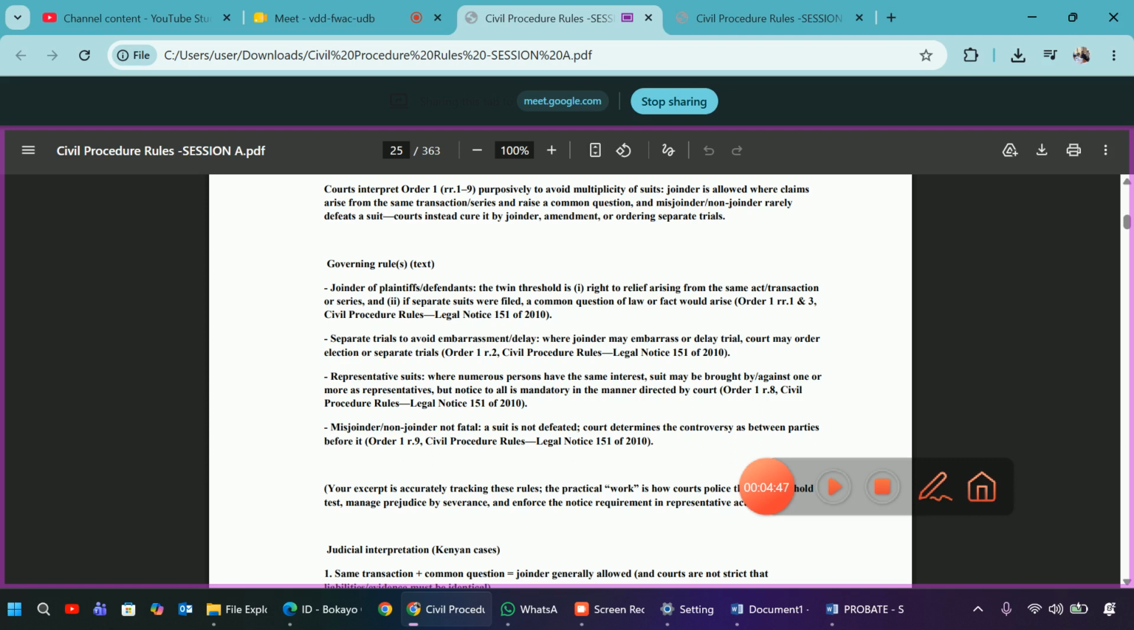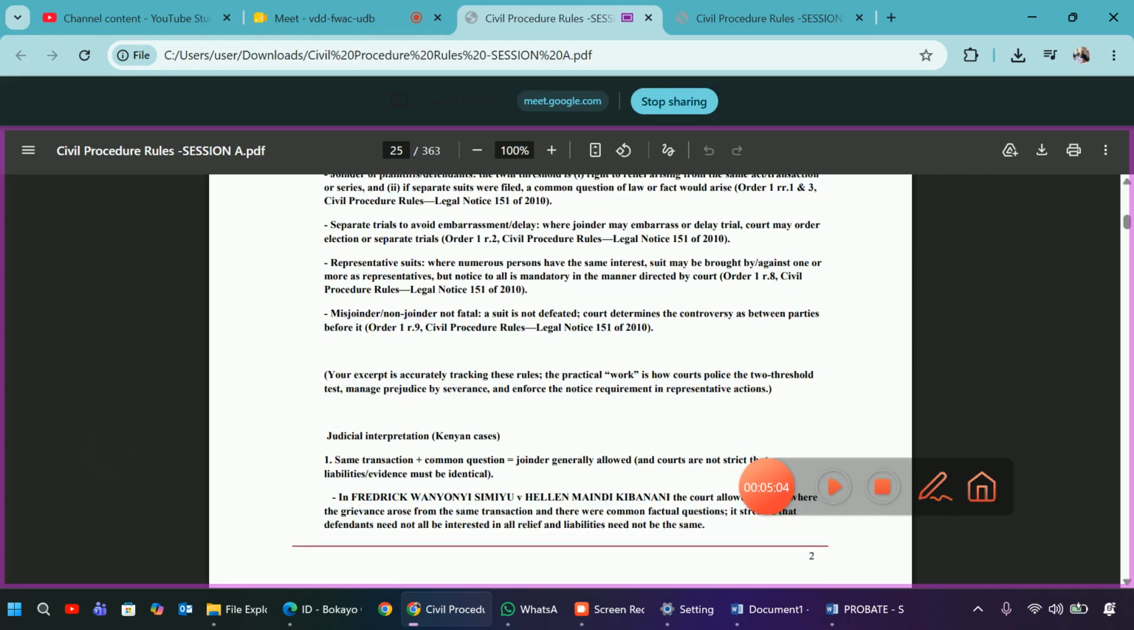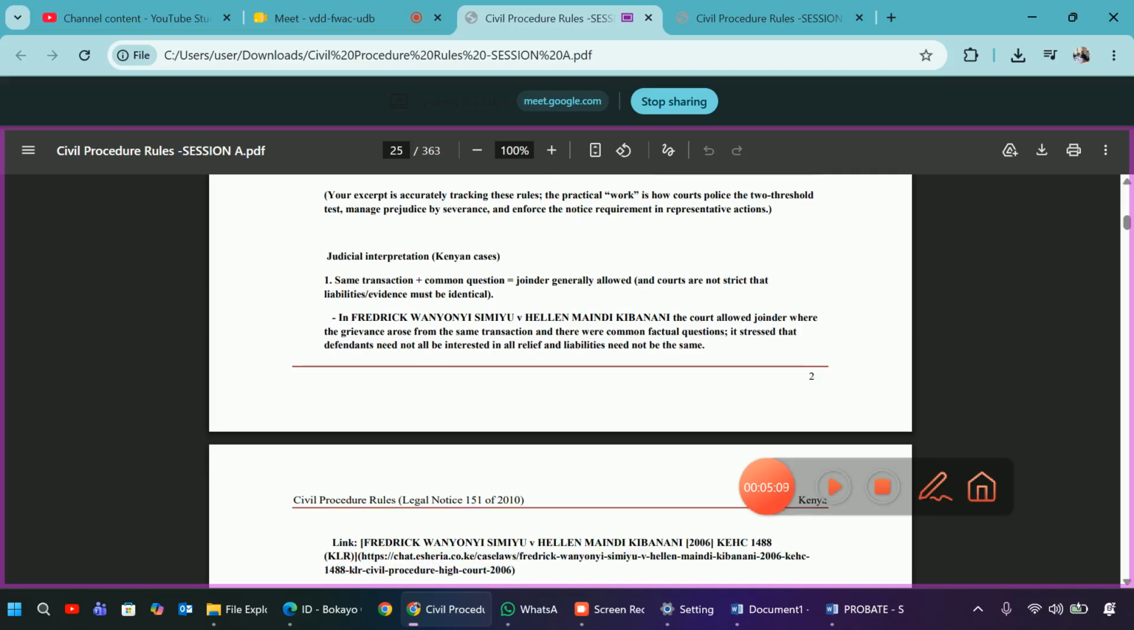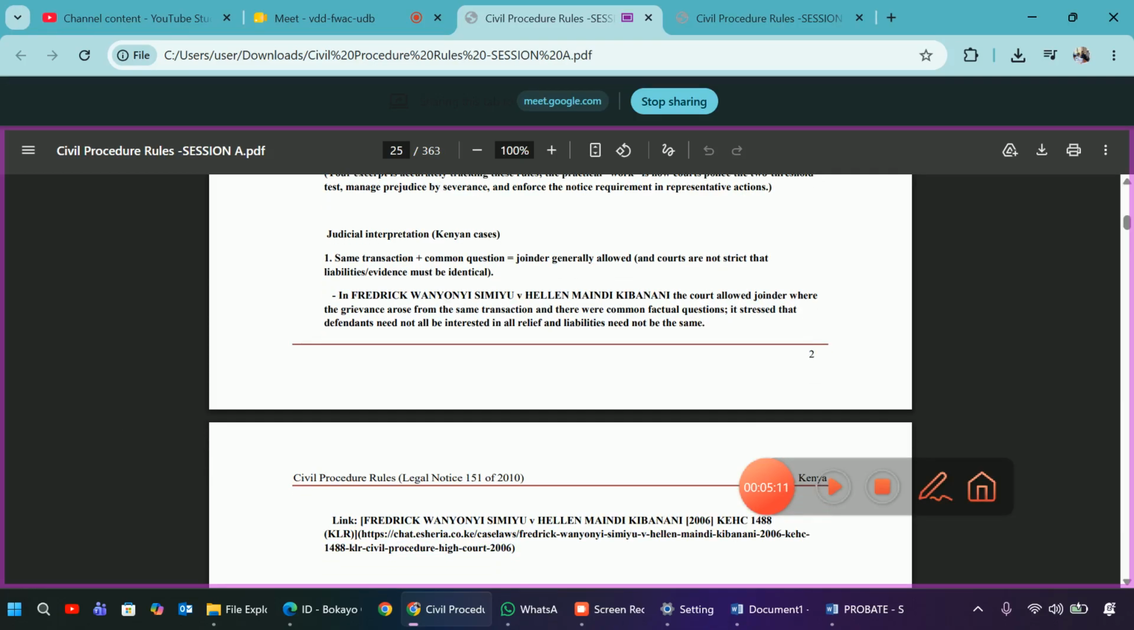Then if you read Order 1, Rule 9 of the rules, misjoinder or non-joinder is not fatal. A suit is not defeated by non-joinder or misjoinder, so courts determine the controversy as between the parties before it. Let us look at the judicial interpretation of how various cases have brought reasoning to these rules. In Frederick Wanyonyi Simiyu versus Helen Maindi Kibabane, the court allowed joinder where the grievance arose from the same transaction and there were common factual questions.